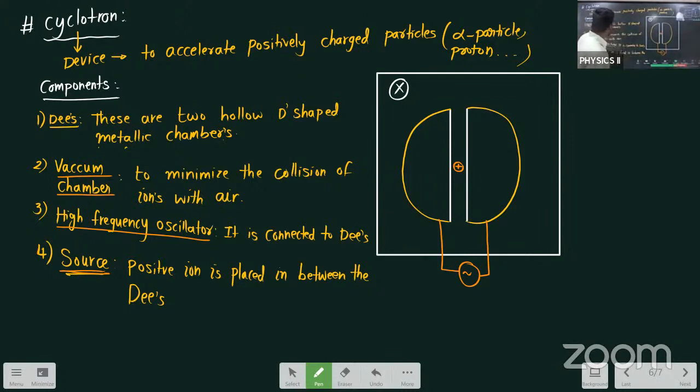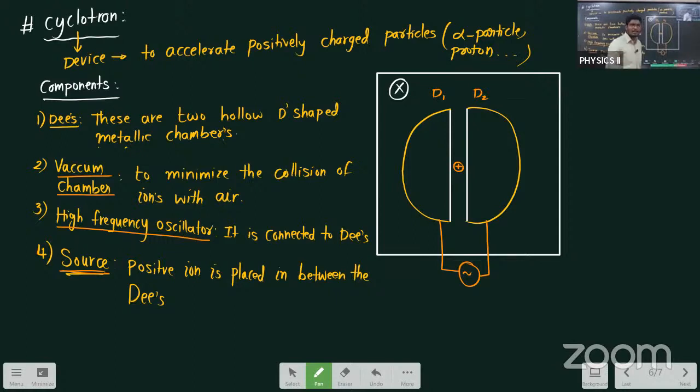Next, what are the Ds? The Ds are nothing but two hollow metallic chambers. Then why are we using the vacuum chamber? We are enclosing the entire setup in a vacuum chamber because the ion may collide with the air molecules. In order to minimize that collision, we take the entire setup inside a vacuum chamber. And what is the work of the high frequency oscillator? This is nothing but an alternating voltage. Sometimes it will change the polarities of D1 and D2 to positive or negative. Let me name this one D1 and this one D2 chamber.